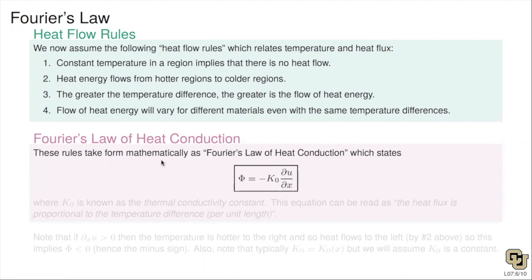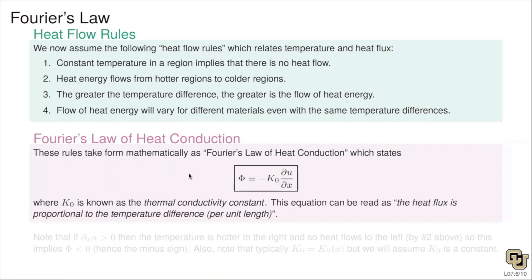Okay, so as I said, k sub 0 is known as the thermal conductivity constant, and the equation should be read as an English sentence: the heat flux is proportional to the temperature difference with respect to length, the physical location. And again, the minus sign is conceptual. Again, you say, well, why don't you just wrap the minus sign in with the function or something? Again, it's conceptual here.